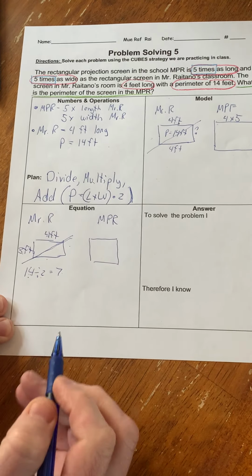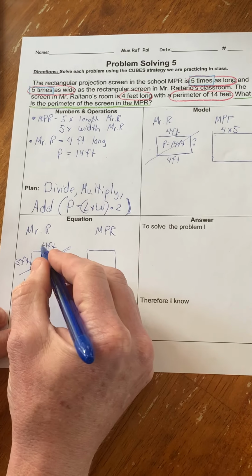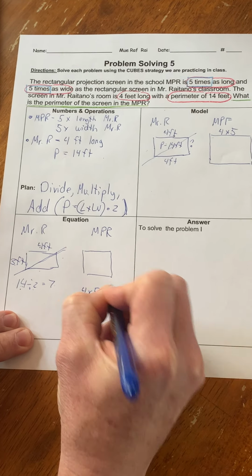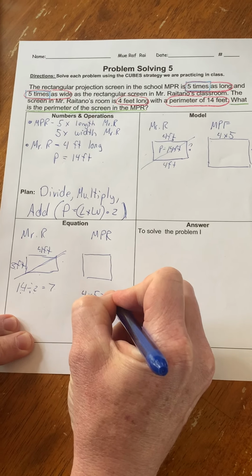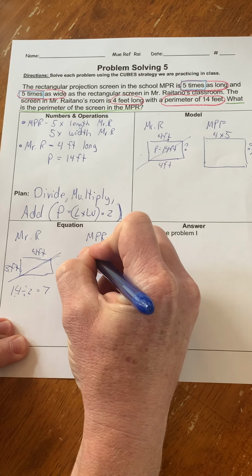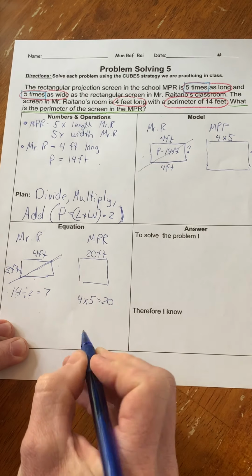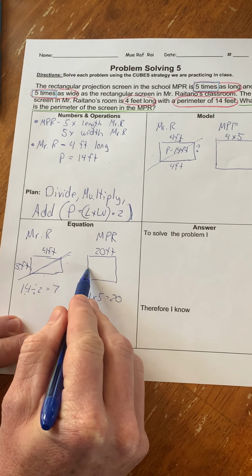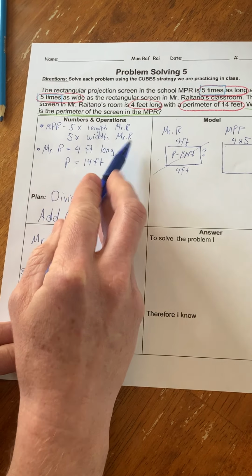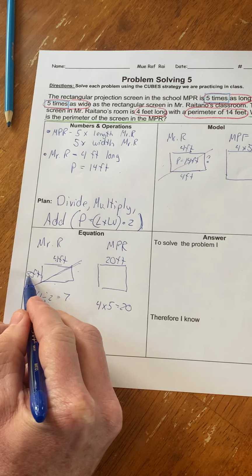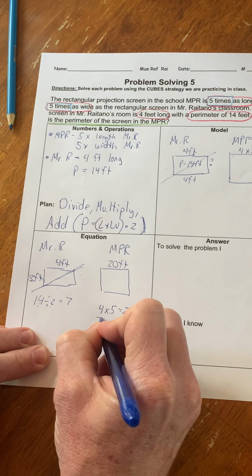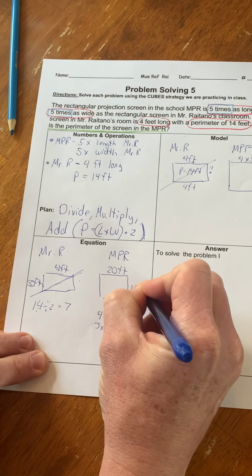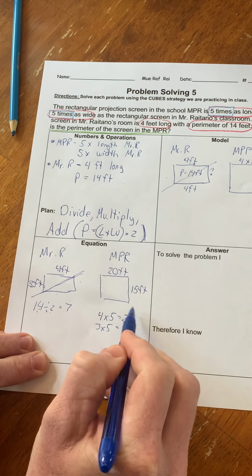And we said our next step is going to be multiply. So if Mr. Reitano's length is 4 feet, I'm going to multiply that by 5 because it was 5 times longer. And 4 times 5 is 20, so the length is going to be 20 feet. Then I want to find the width of the NPR, which is 5 times wider than Mr. R's room. The width of Mr. Reitano's screen is 3, and 3 times 5 equals 15. So the NPR room is 20 feet long and 15 feet wide.